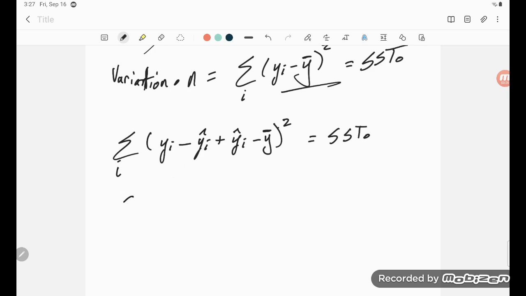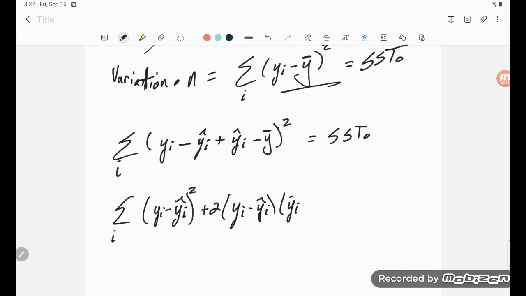Okay, but now I can multiply that out, and so we'll have the sum over the i's. We'll have the yi minus yi hat squared term. Then we'll have this mixed term, yi minus yi hat times yi hat minus y bar, and then plus yi hat minus y bar squared. Okay, so we get that.